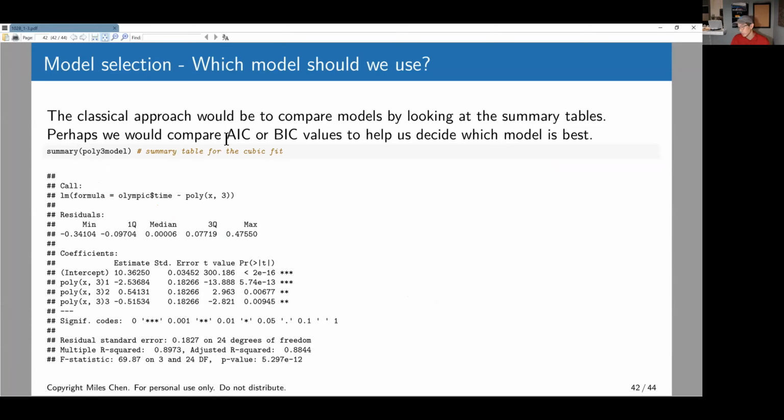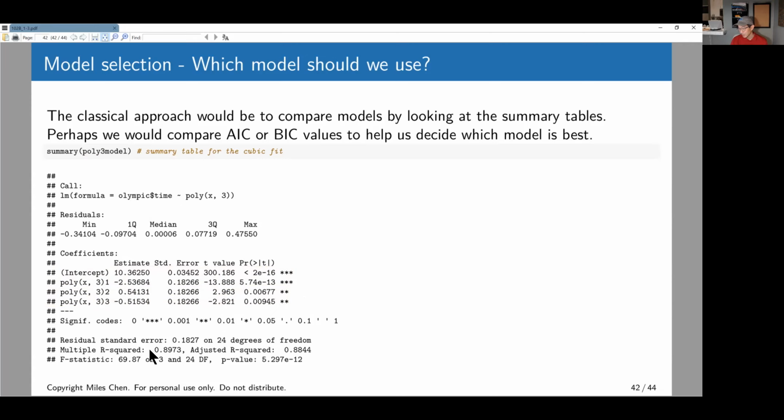a few different things, right? You'd compare perhaps the AIC or BIC values or different things like that. You'd look at the summary table. So here's the summary table for the cubic fit. And we see, okay, the intercept is significant. The linear component is significant. And the quadratic and cubic components are also significant at the 1% level, right? We got 2 stars here. So these are all significant, and so we might say, well, let's keep the cubic order.